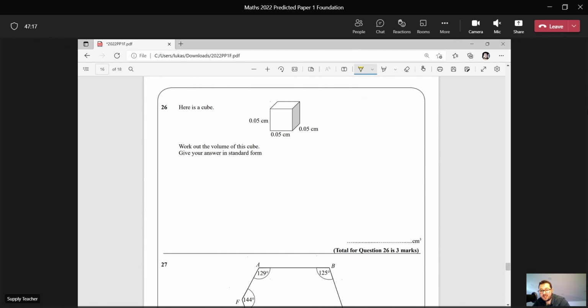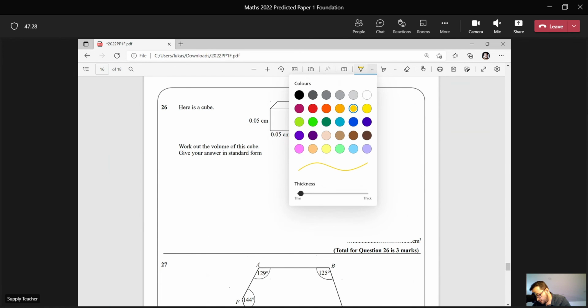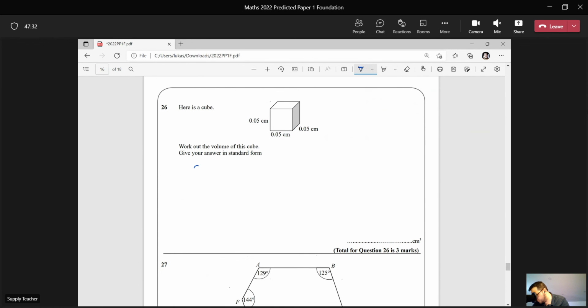Alright, 26, here is a cube. Work out the volume of this cube. Give your answer in standard form. Okay, so the volume, you just times base times height times length. But with a cube, they're all the same, aren't they? So it's 0.05 times 0.05 times 0.05.